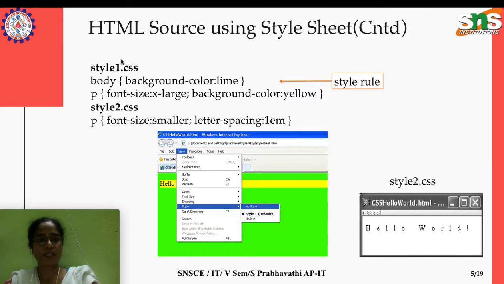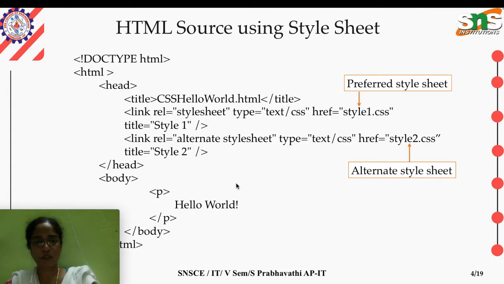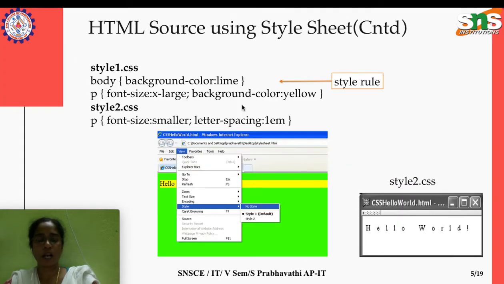Here comes your text editor. Type this code and save the file as css hello world.html, and open a new file in the same text editor and save the file as style1.css. Inside this file have these two lines. The content of this file is body, open and close curly braces, background-color is lime. Before that we have the selector p, paragraph. P is a paragraph element.